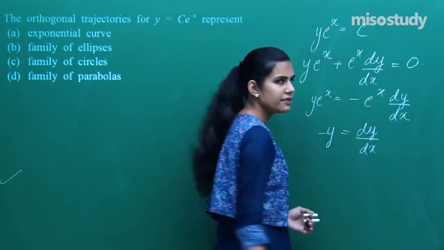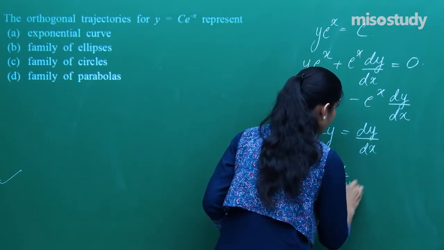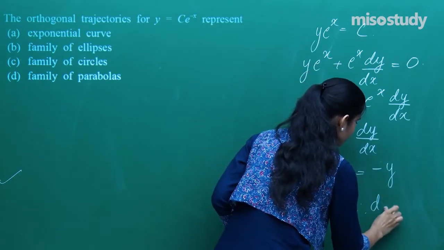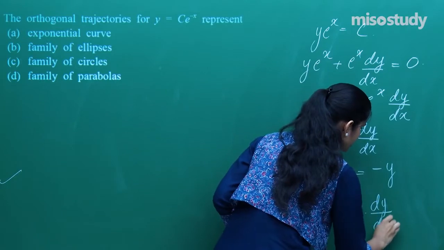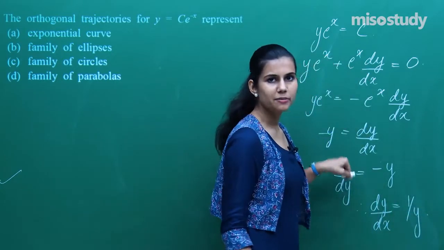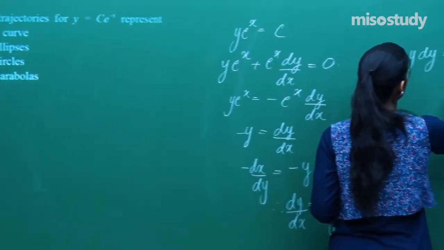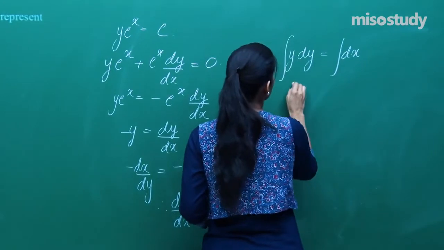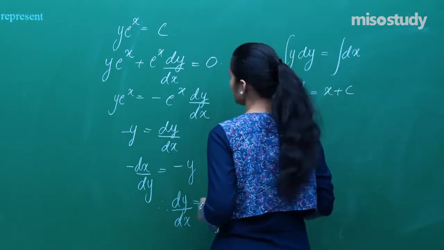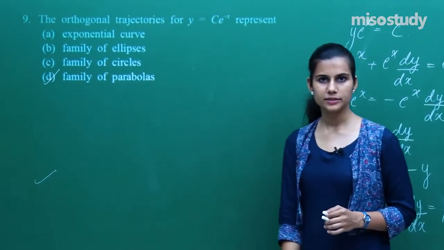Now you replace dy by dx by minus dx by dy. So minus dx by dy equals minus y, and therefore dy by dx is going to turn out to be 1 by y. Minus minus cancels, dy by dx is 1 by y. So you get y dy equals dx, or y square by 2 equals x plus c. This is again very evidently representing the family of parabolas.